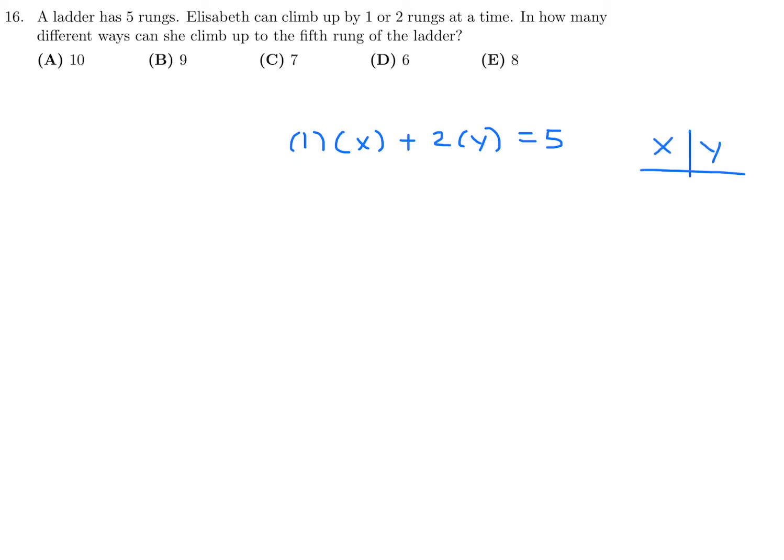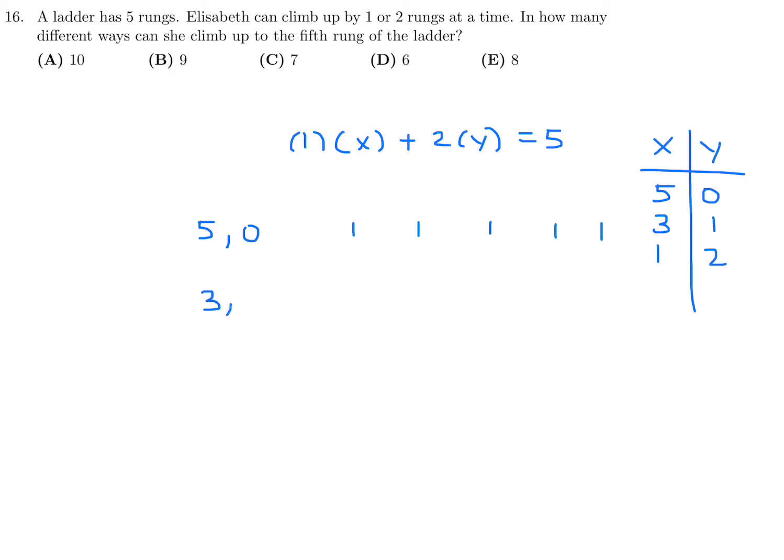And very quickly you will realize that the only ones are 5 and 0, 3 and 1, and 1 and 2. So I say, okay, well there's 3. That's the answer. But 3 is obviously not one of the answer choices. Then why is that? Because each of these perhaps can have different permutations. So let's start with the first one, 5, 0. The only way to do that is 5, 1 steps. That's the only way. So that only has one way.